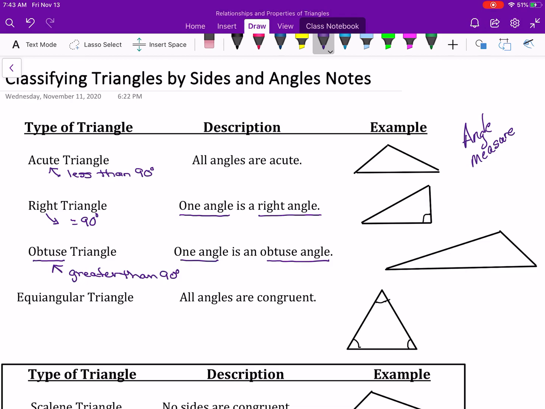So acute, all three angles are less than 90. Right triangle, you've got one right angle. Obtuse means one angle in that triangle is greater than 90.